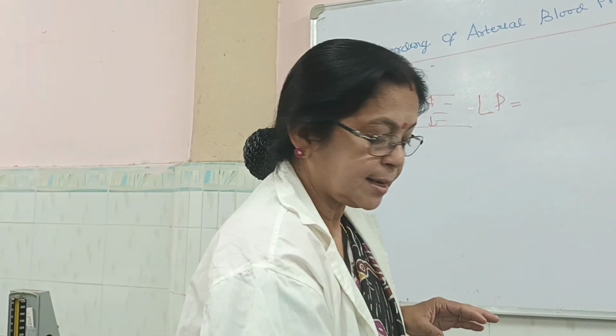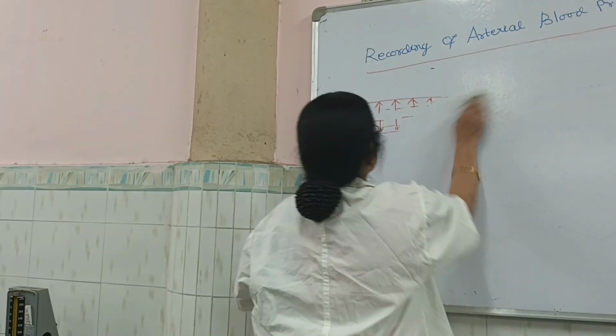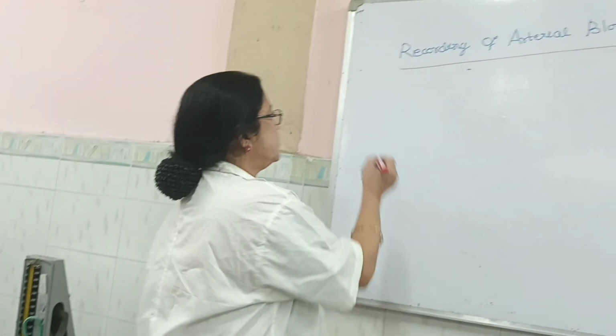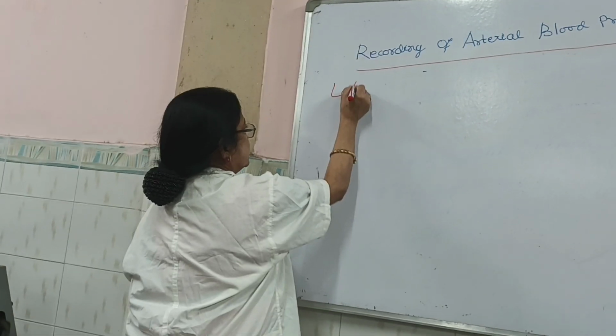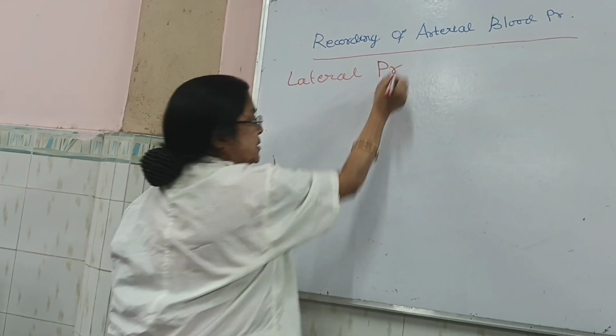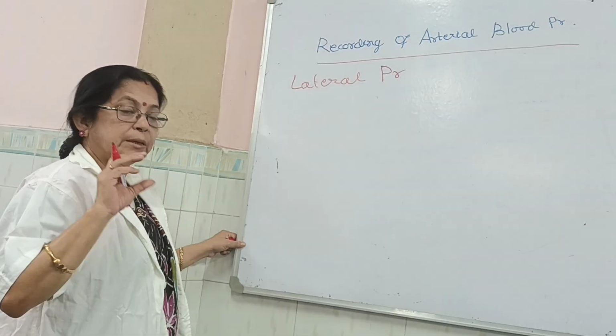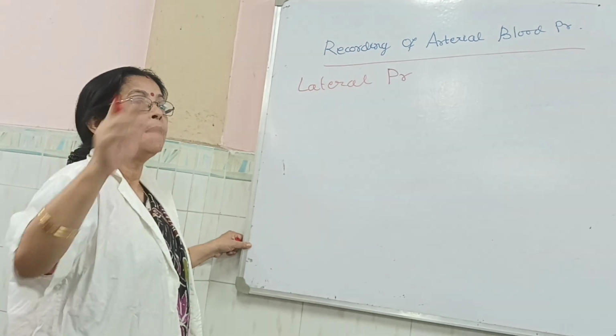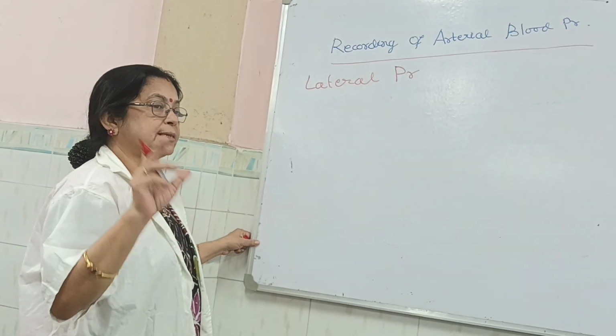Now, how will we measure that? I will mention it later on. This is lateral pressure. So, under the heading of lateral pressure, we have to measure. Lateral pressure is the pressure given by the flowing column of blood perpendicularly on the wall of the vessels.